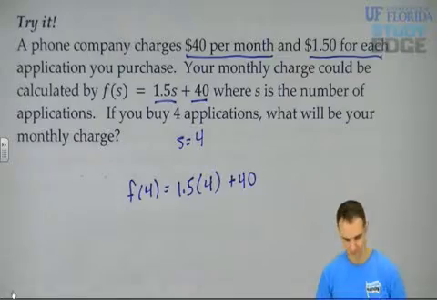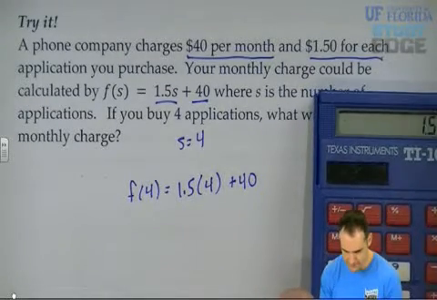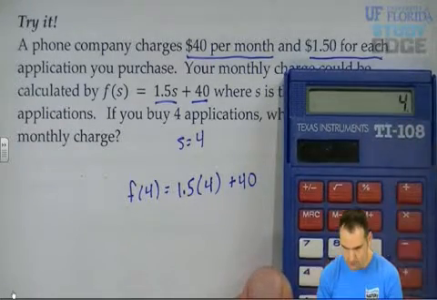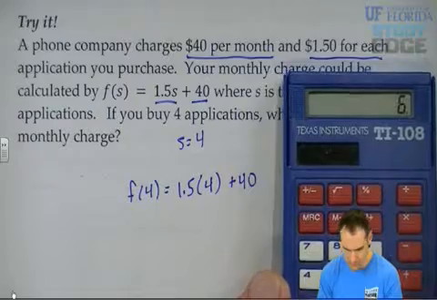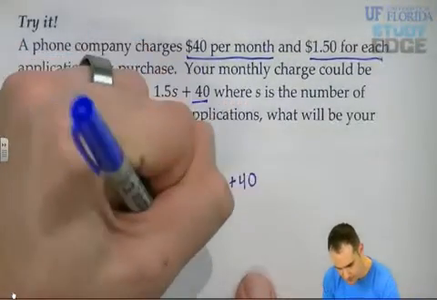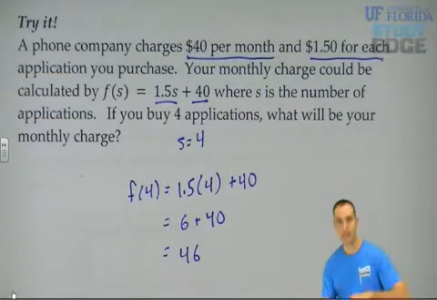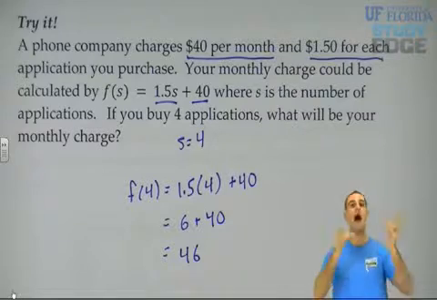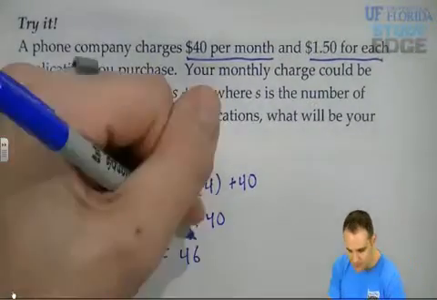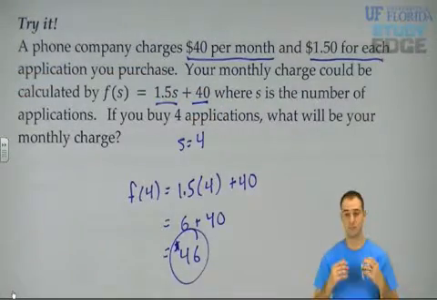Here we go. 1.5, or decimal place 5, times 4 will give you 6. So we have 6 plus 40, which gives you 46. I input 4, it outputs 46. I input 4 for the applications, and I output 46. The monthly charge would be in dollars. The final answer would be $46.